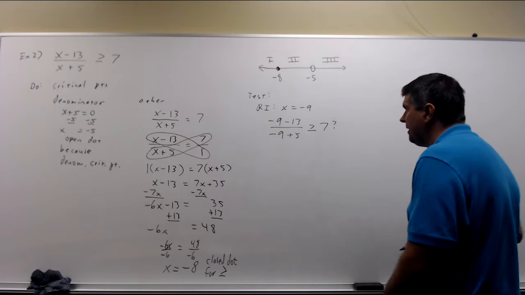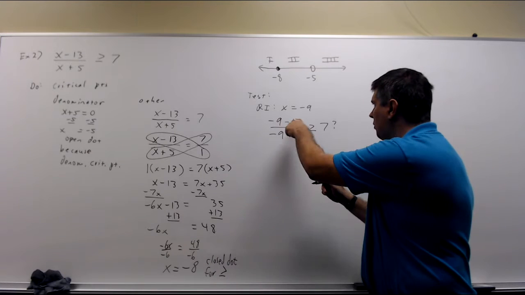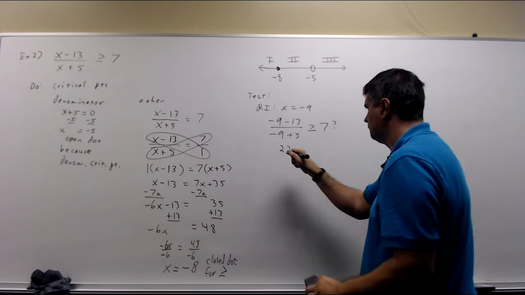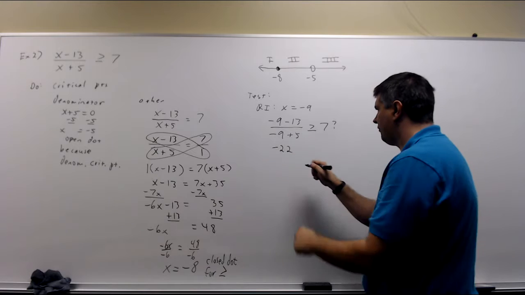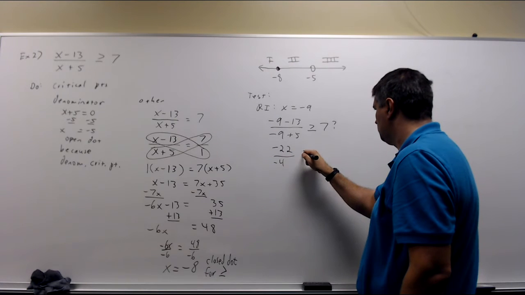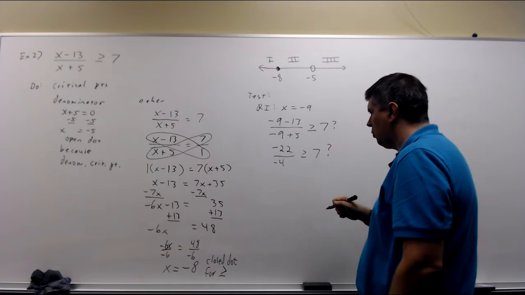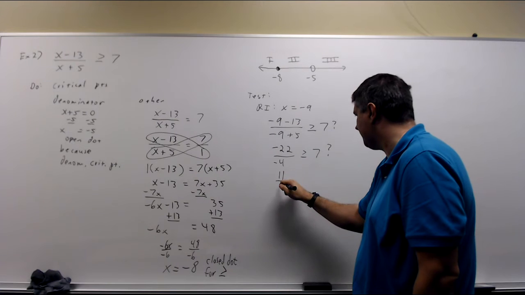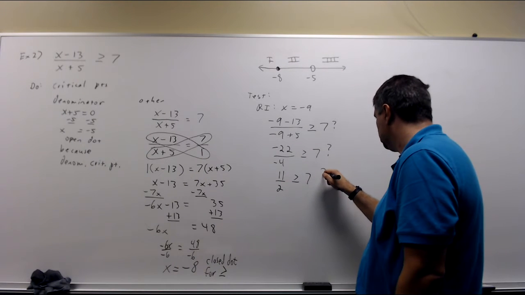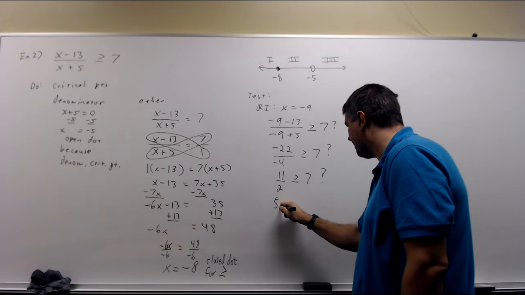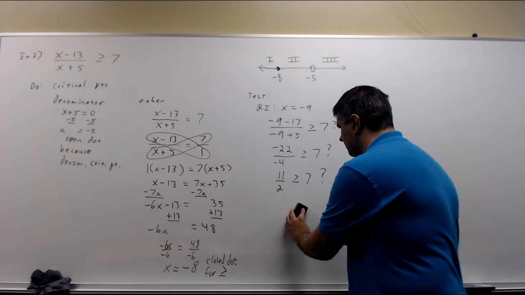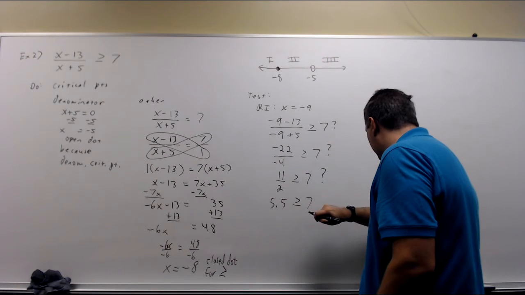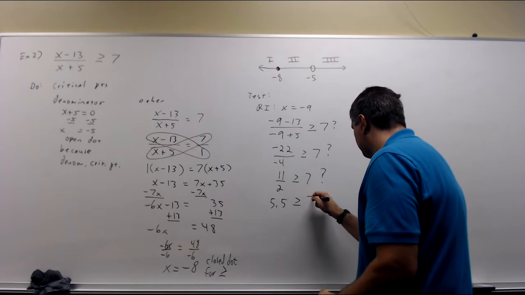And calculators can come in handy for some of this. This would be -22, this would be -4. Well, that's +5. That would reduce to +11/2, and that's actually 5.5. Is 5.5 greater than or equal to 7? That is false.